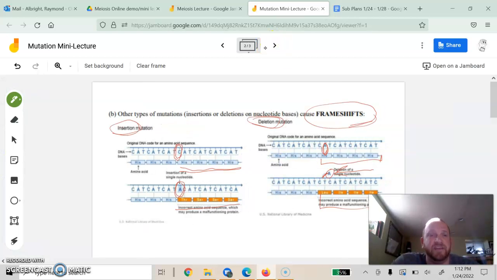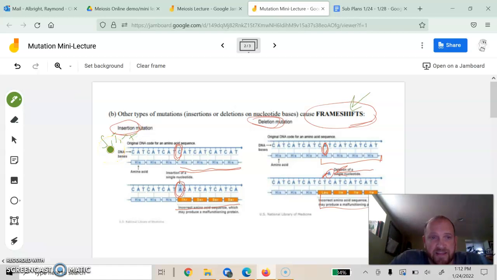Now, there is another type of mutation that is known as a frame shift. Now, here it's important to remember that our nucleotide sequence in DNA is read by transcription and translation in groups of 3. And so those groups of 3 begin at the first start codon. And then they work in groups of 3.